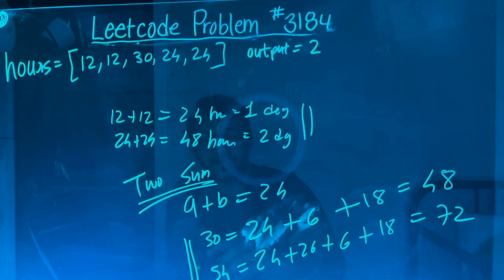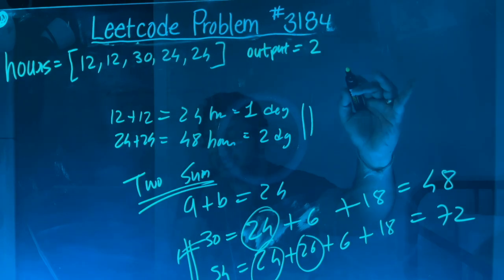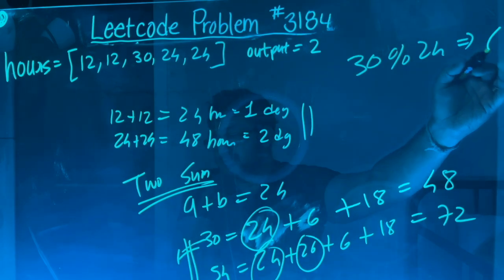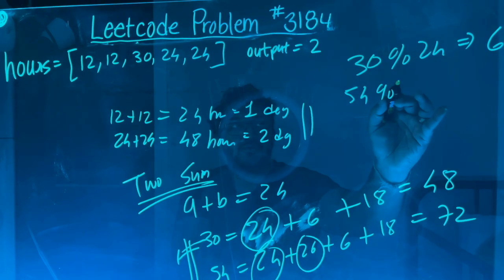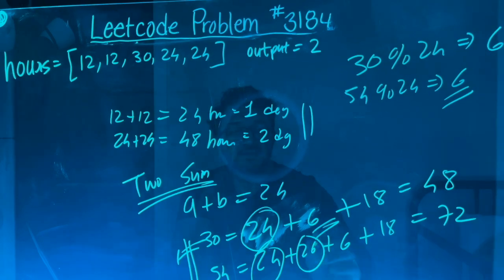So the idea is we don't care about the multiple of 24 here. That's why when we do 30 modulo 24, we get 6. When we do 54 modulo 24, we also get 6. So we care about the 6, we don't care about the 24.